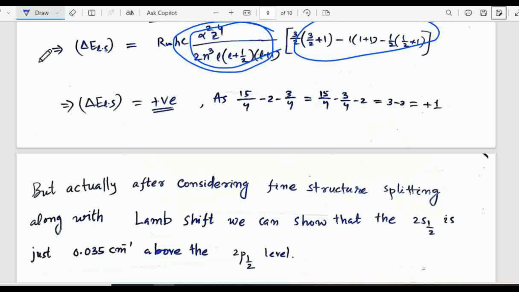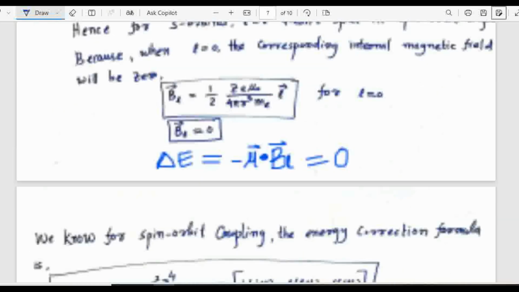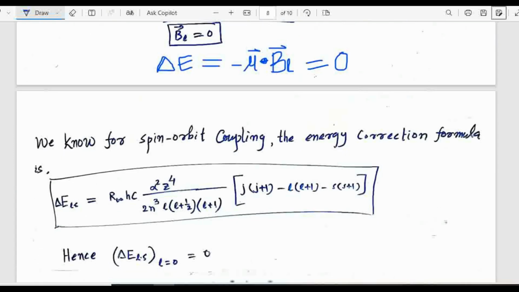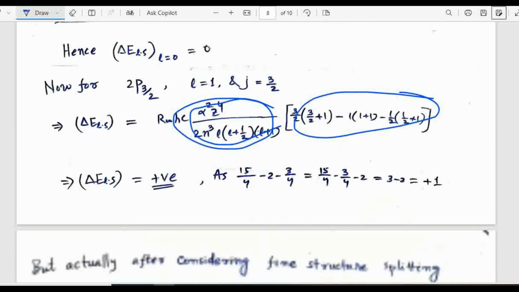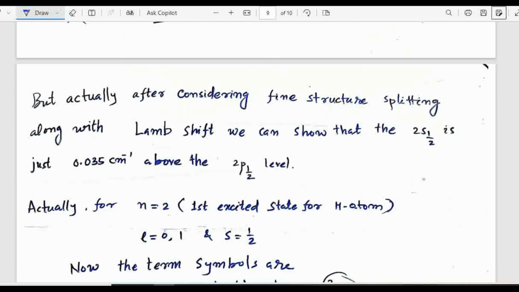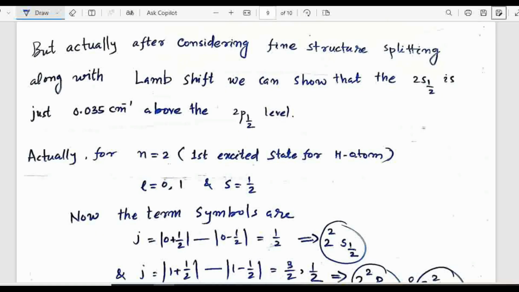Why? Because here the s orbital is present. For the s orbital, l equals 0, and for l equal to 0 we cannot apply this formula, because this formula is applicable only for l greater than 0. That means l can be 1, 2, 3, like this. So what we have to do is consider the Lamb shift along with the fine structure splitting.